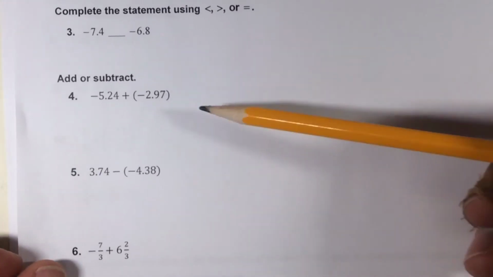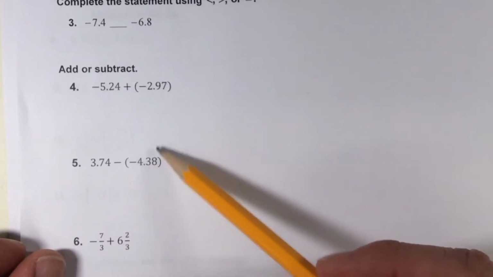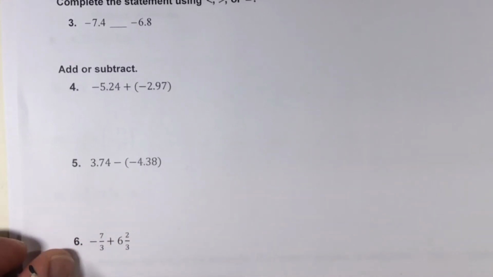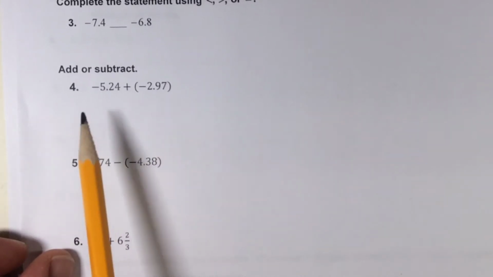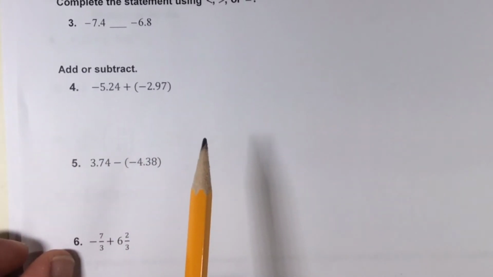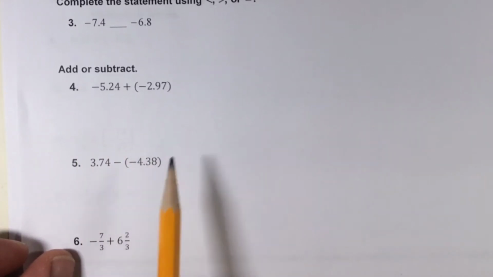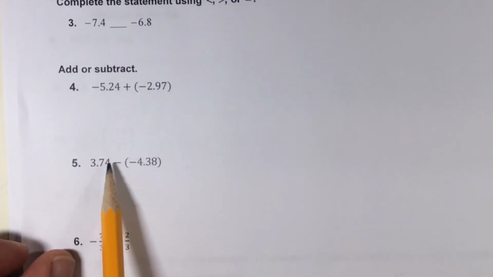For number 4 and 5, we have decimal numbers where we're adding or subtracting. Remember, same sign, add and keep. Add the number parts, keep the sign. Line up the decimals when you're adding with decimals. Different sign, subtract. Here, don't forget, 2 minuses next to each other make that a big plus.